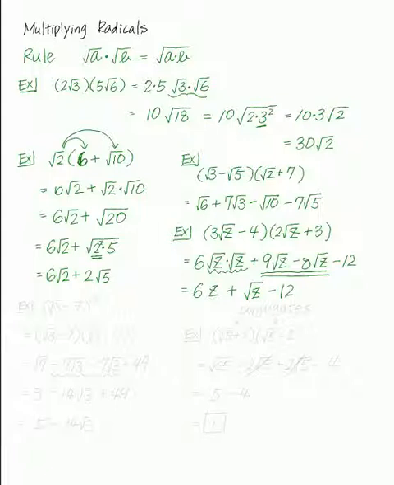Next up, let's try a perfect square. We're going to have root 3 minus 7, all squared. Now we need to remember that I can't just give a square to both. It's tempting, but we can't. We need to rewrite this, actually, as root 3 minus 7 times root 3 minus 7.